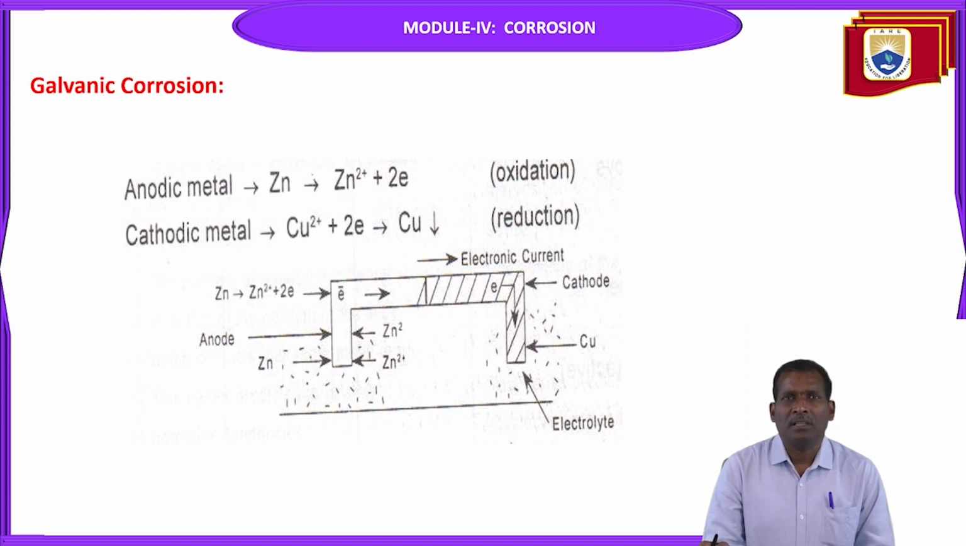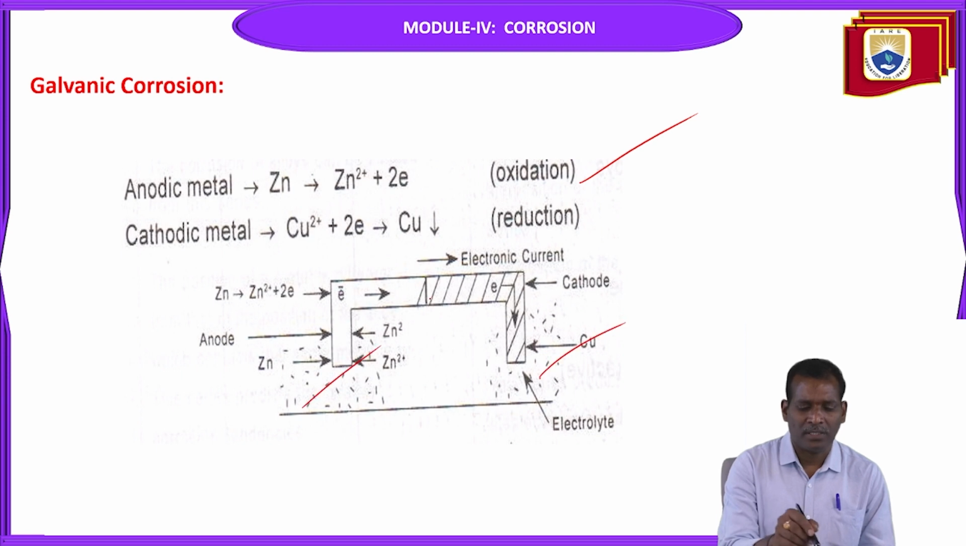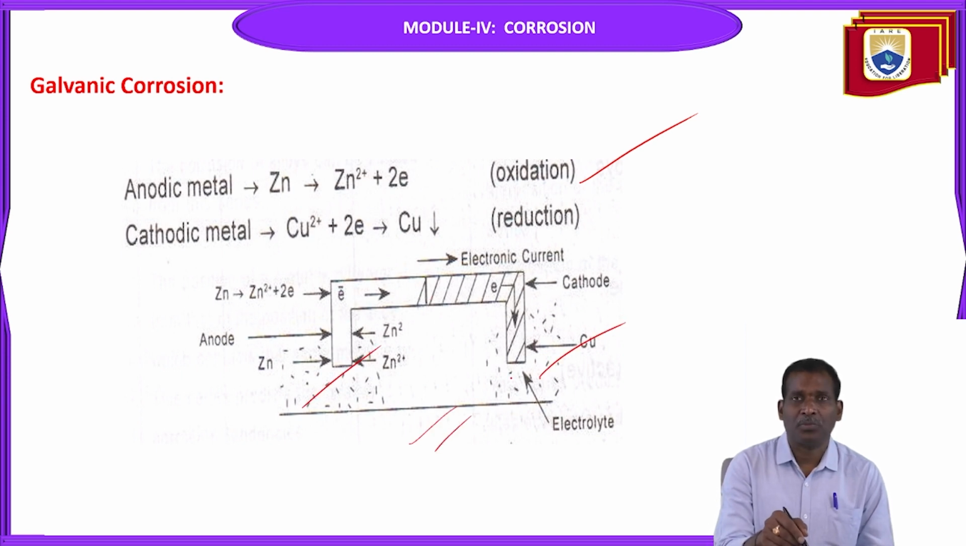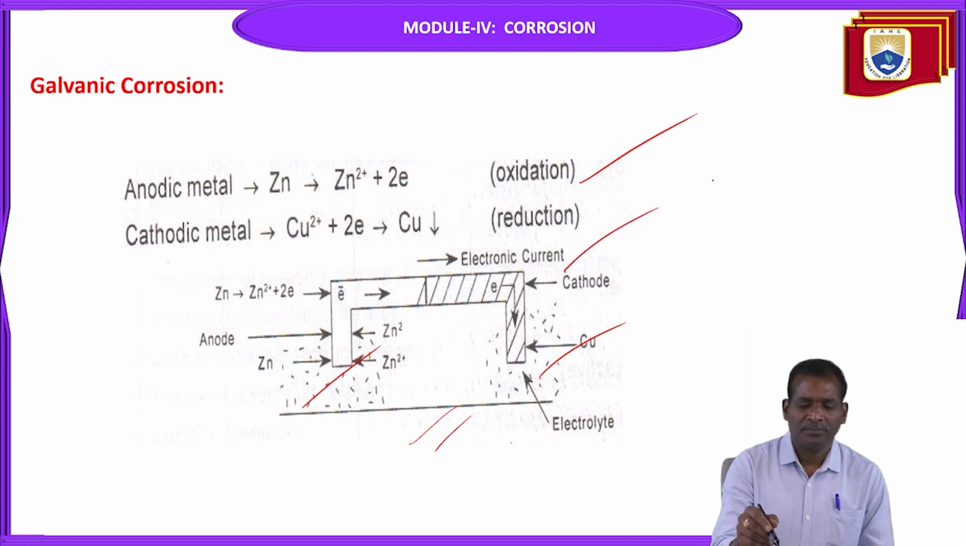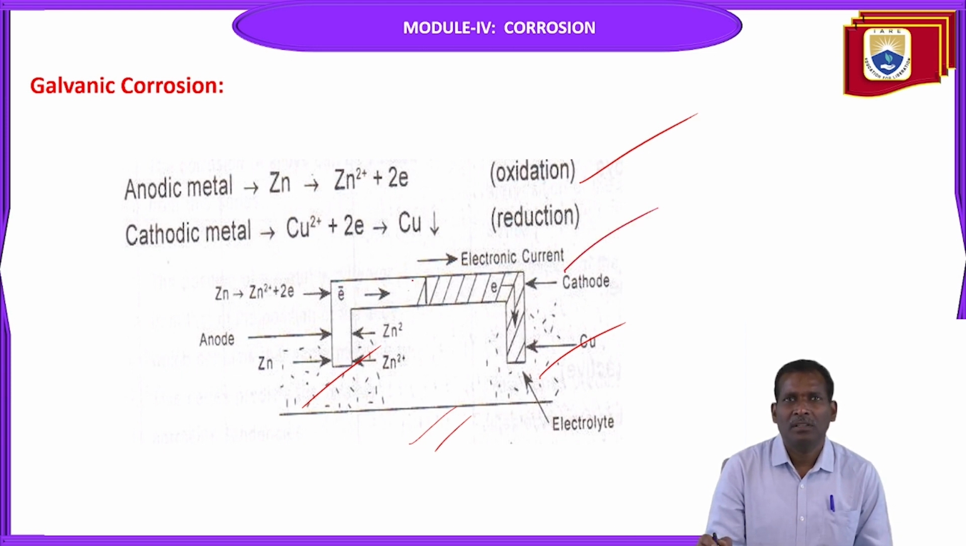In this diagram, see the anodic metal zinc gives up electrons, and at the cathodic metal, reduction occurs. See the two metals, one is copper and the other is zinc, exposed to an electrolyte. These two metals are connected, and the electronic current is shown in the diagram. So from the anode to the cathode, the electrons flow.